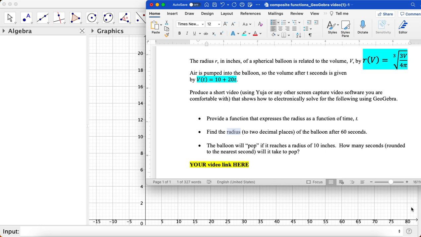Okay, we're going to solve this problem digitally with GeoGebra. We have a spherical balloon. This gives us the radius formula as a function of volume, and of course the volume as a function of time. So we're going to start by putting in both of those functions.